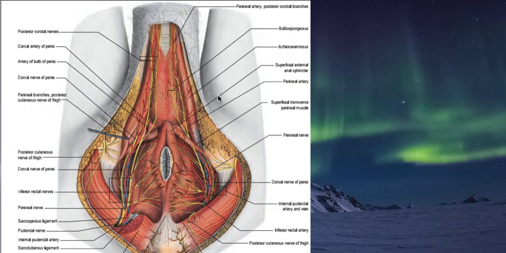Okay, so this is a dissected specimen showing the anal triangle. This is the anal opening, and on either side we have the ischioanal fossa. You can see the inferior rectal nerve over here and the artery, right?